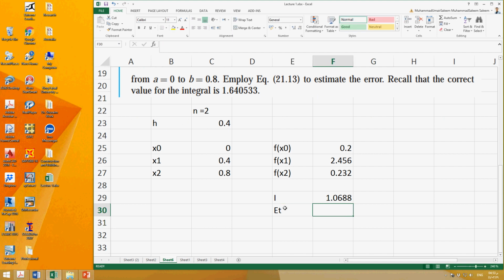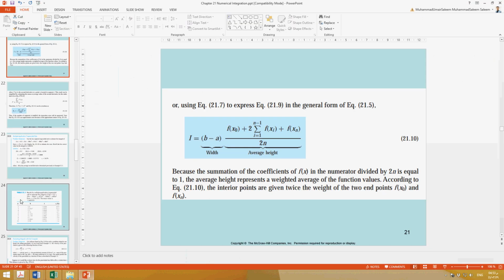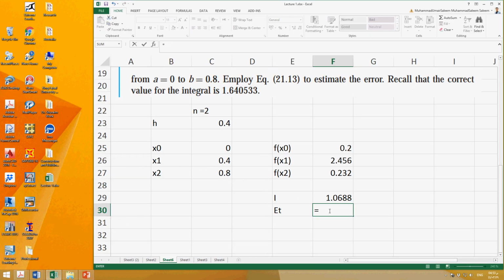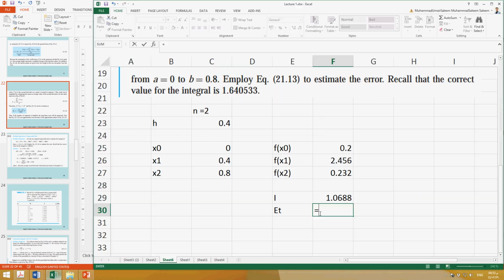So how can you estimate it? The formula is here. Okay, so this is the formula: b minus a cubed divided by 12n squared multiplied by f double dash. So let's apply this formula here. So minus 1 over 12.